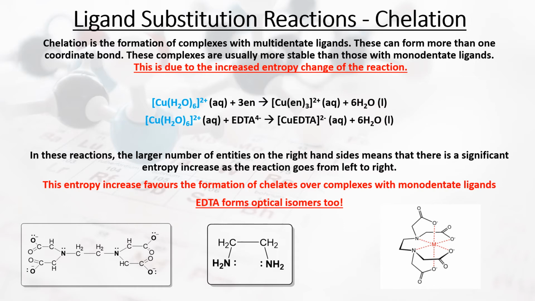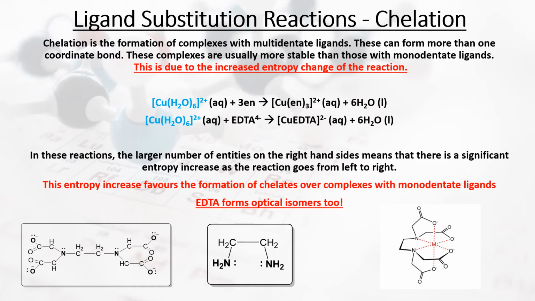It's what favours the formation of chelates over complexes with monodentate ligands. So it's the reason that these reactions here aren't written as equilibrium reactions, being able to go forwards and backwards, but just as straight arrows going towards products, because the products are so much more favoured thermodynamically because of the entropy increase over the hexaaqua ion to start with.